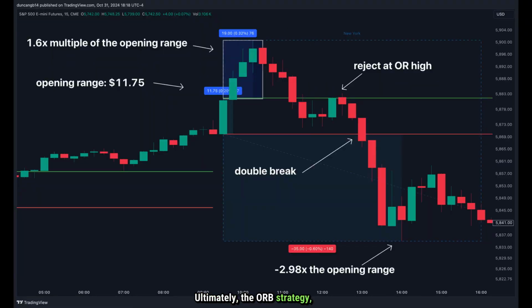Ultimately, the ORB strategy, when applied diligently with time-frame confirmations, smart money confluence, and awareness of false setups, becomes a reliable cornerstone of any successful intraday trading plan.